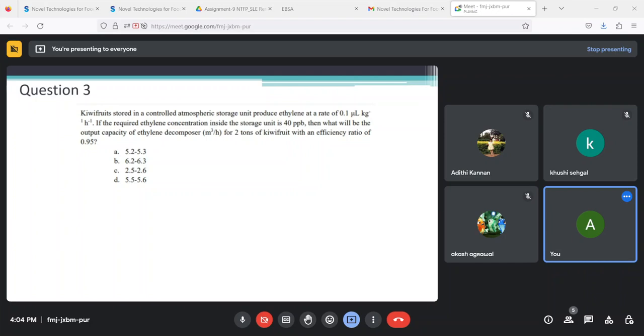So before we proceed with the question, what is the role of an ethylene decomposer? Why is it necessary to decompose ethylene, especially in case of fruits?